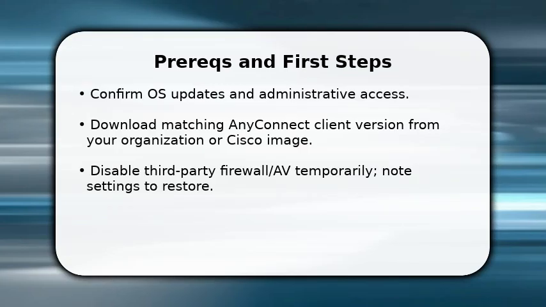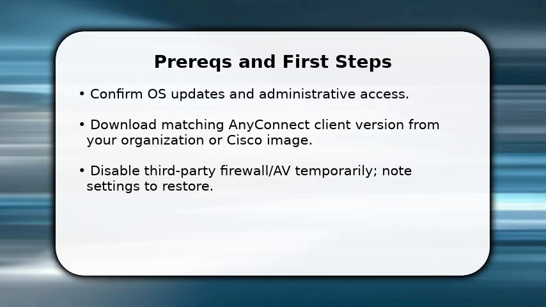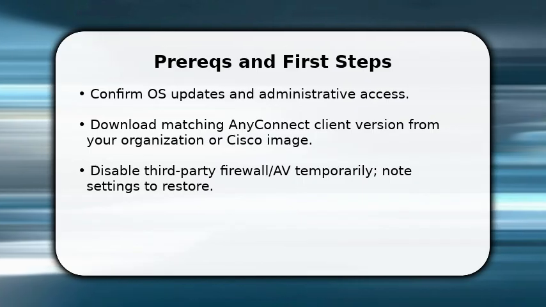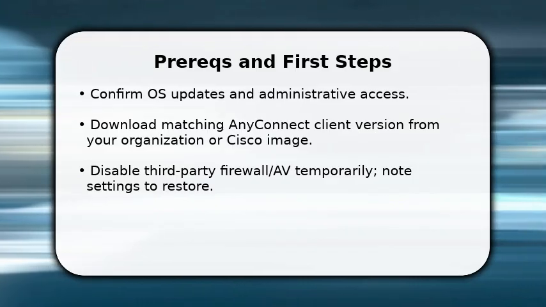You start by confirming the essentials. OS is updated, and you have admin rights, so changes apply system-wide. Next, download the exact AnyConnect package your VPN gateway expects, because mismatched versions cause handshake failures. Once done, disable third-party firewall or antivirus temporarily while you install. This avoids driver or service blocks. Make sure to record those security settings so you can restore them.